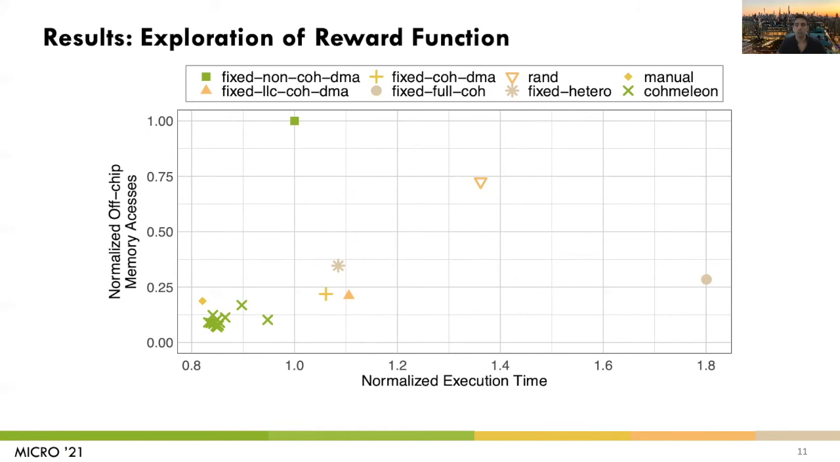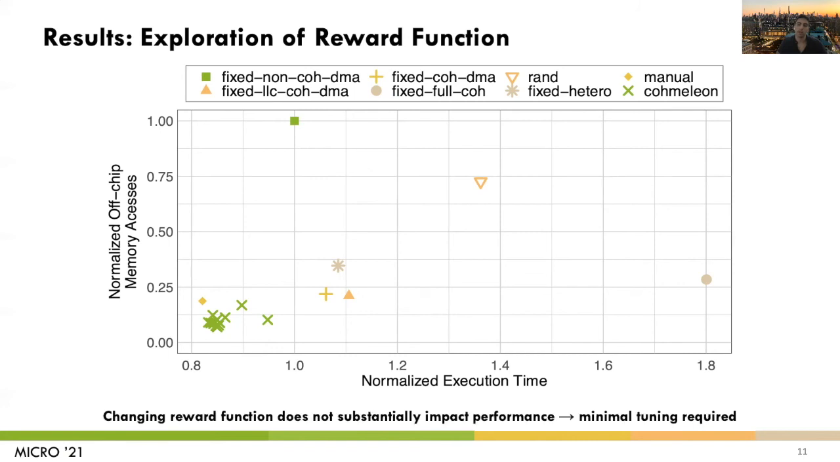We show several results for Cohmeleon, where each data point uses a different reward function, obtained by changing the relative weighting for each objective. Cohmeleon and the manually tuned algorithm achieve Pareto optimal results. Cohmeleon achieves close to the best execution time, while also achieving the minimal off-chip memory accesses. Furthermore, there is not significant variation among most of the different reward functions, implying that minimal tuning is needed.